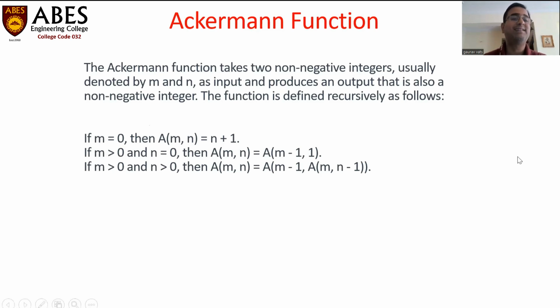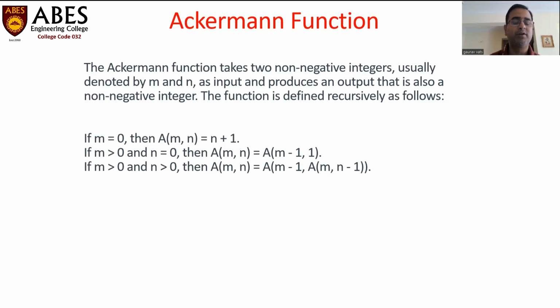According to my slide, the Ackermann function takes two non-negative integers, usually denoted by m and n, as an input, and produces an output that is also a non-negative integer. So this is an important fact. First of all, you have to take two non-negative integers as an input. Suppose A(m, n) is the Ackermann function. So m and n are arguments, and there are different conditions, and on those conditions they will provide different outputs.